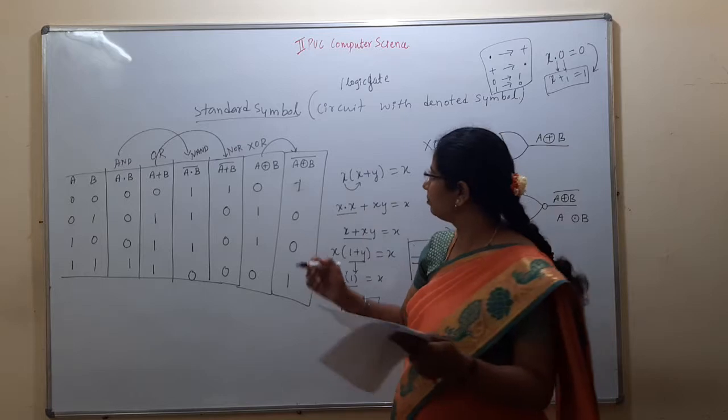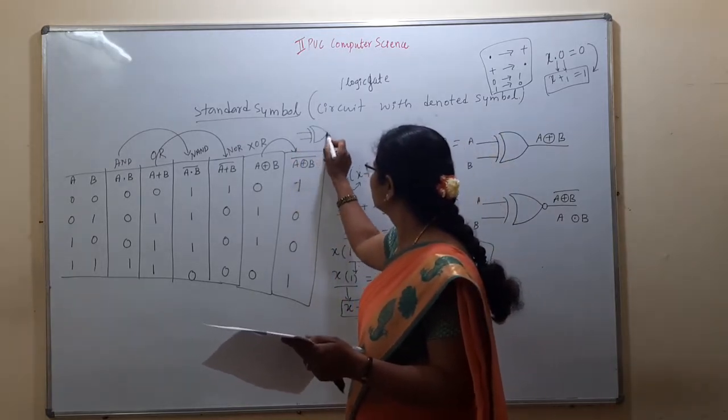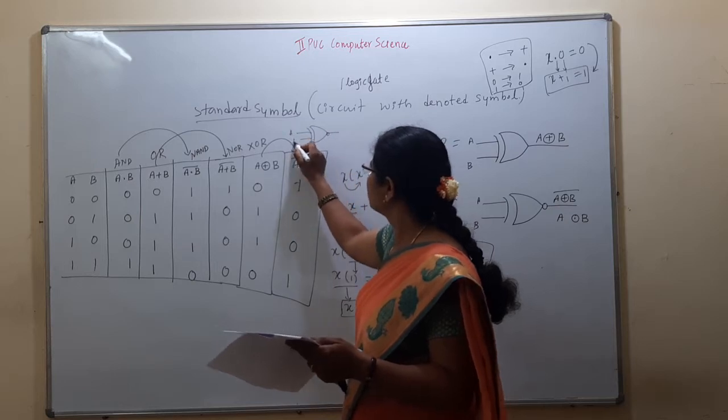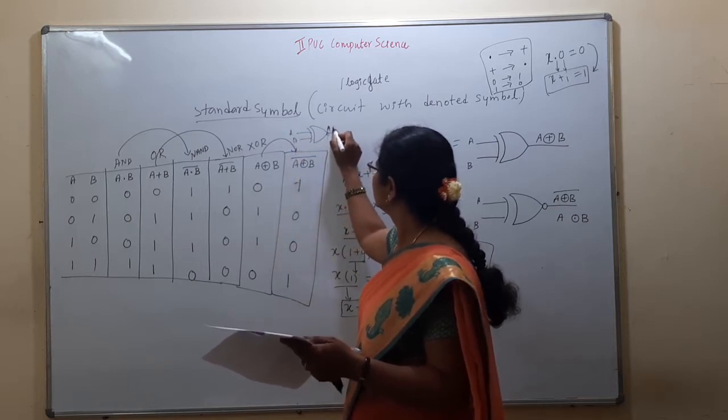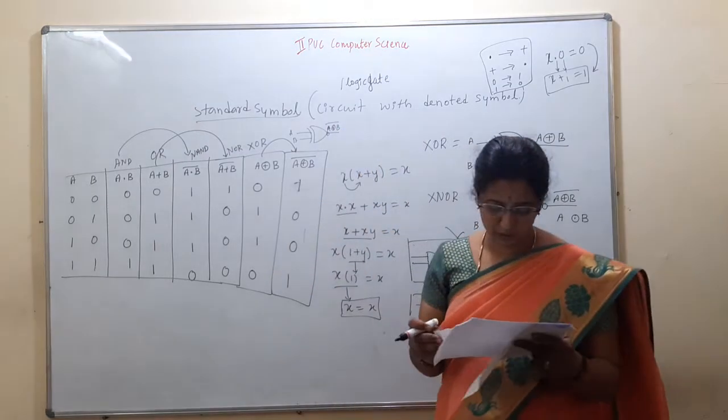Then the standard symbol and truth table, this is given. So this is the standard symbol for this, and the output of the truth table.